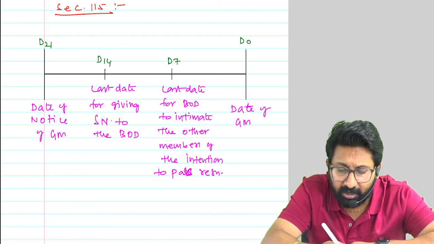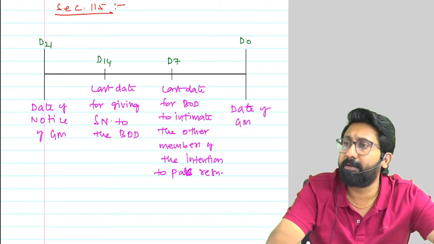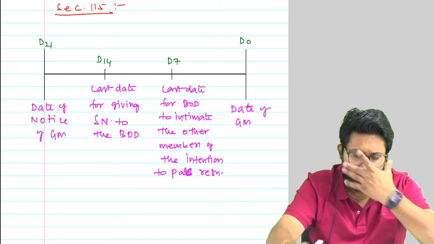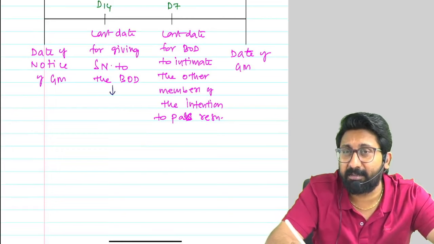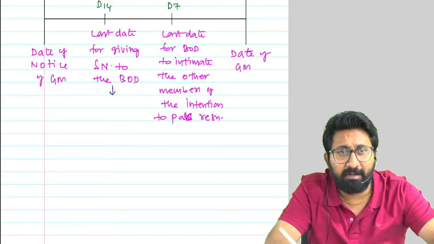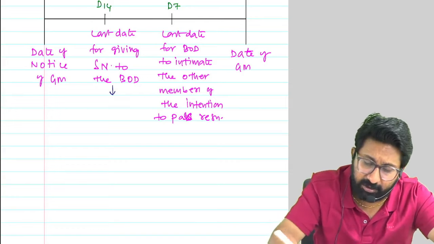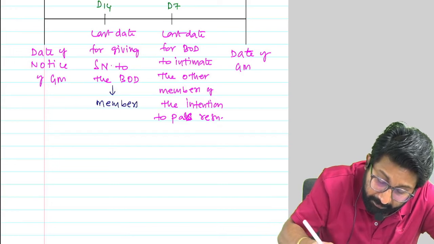In the exam, you have to write all these in points. Okay? Now listen carefully. Please see here. Who will give the special notice? See there, who will give the special notice? One member gave, valid? No, that's why they have given the limits. Who can give? Members.